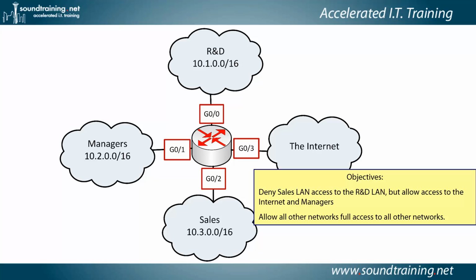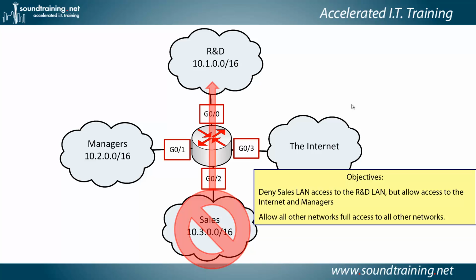Our objective here is to deny members of the sales LAN access to the R&D LAN, but to allow access to the internet and managers, and we want to allow all other networks full access to all other networks. In other words, all we want to do is block sales from getting to R&D. Now, this is kind of a goofy network that would allow the internet into R&D, but they have their reasons, I'm sure. So, again, what we want to do is block sales from getting to R&D. So let's see how we might do this.